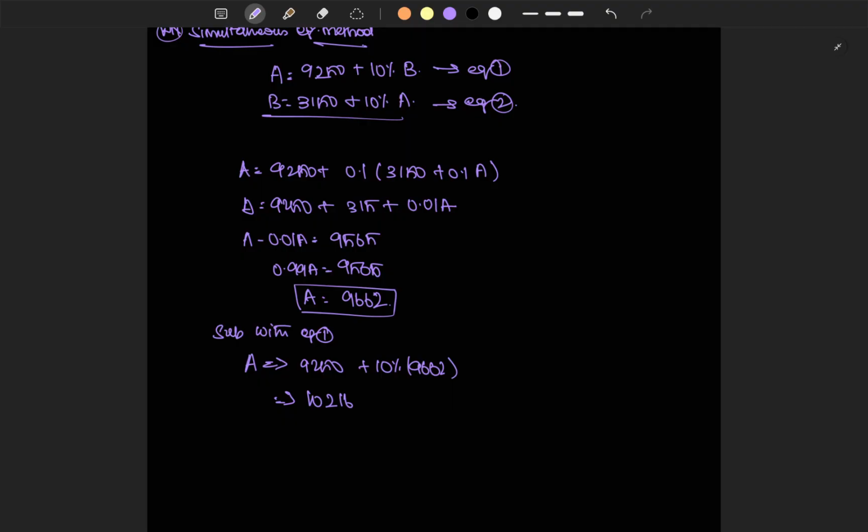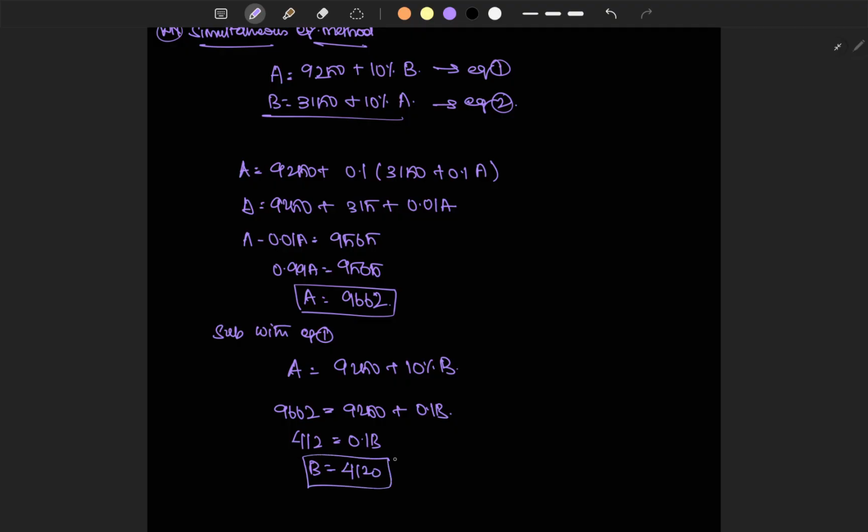Sorry, I think we got the A value, but we have mistakenly done the wrong thing. Wait, we got the A value, right? A is equal to 9,250 plus 10% of B. So A is 9,662, equals 9,250 plus 0.1 B. So 9,662 minus 9,250 gives us 412, equals 0.1 B. So B is equal to 412 divided by 0.1, which gives us 4,120. We have found the A and B values.